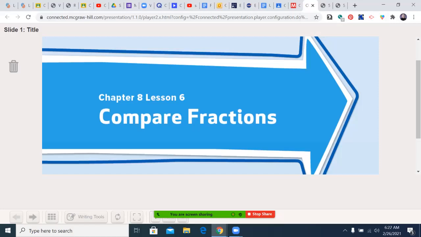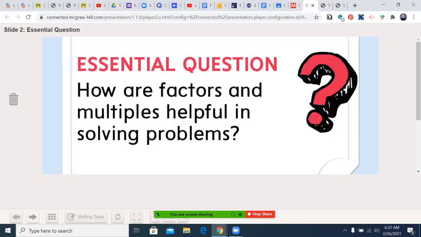So let's begin the actual lesson. And like I said, it's chapter 8, lesson 6, compare fractions. The essential question is, how are factors and multiples helpful in solving problems? Just a little hint for you. The multiples are really important today in order to be able to compare these fractions, especially since we're not carrying fraction tiles around. Well, you might not be. Got a whole bag of them in the car.